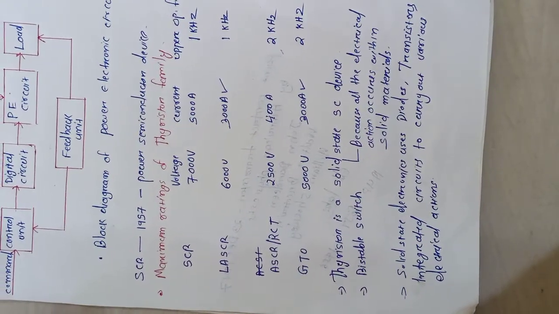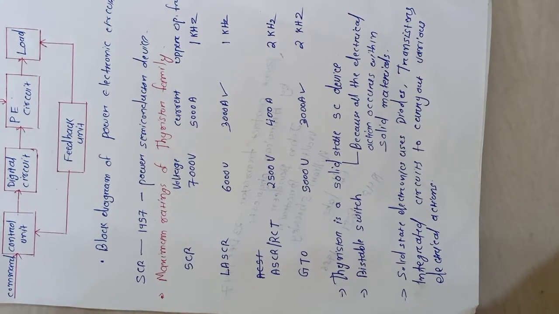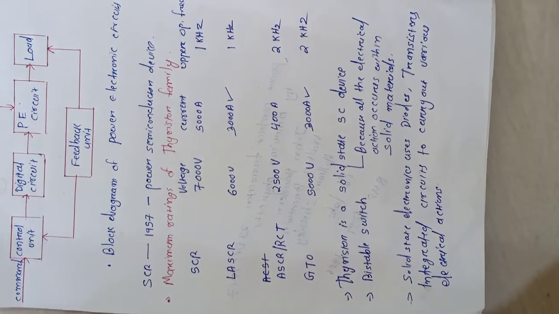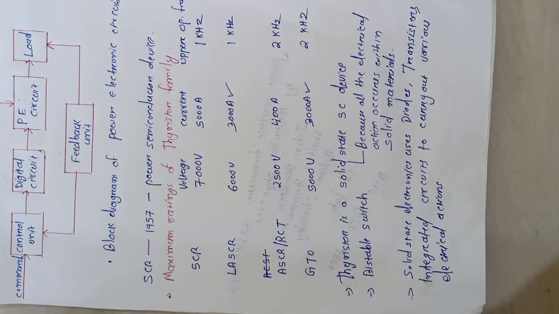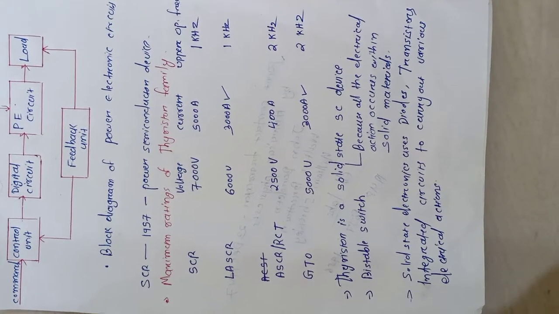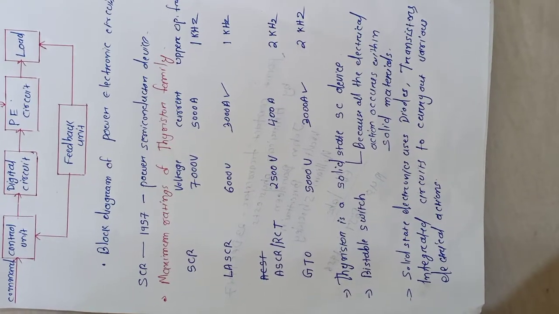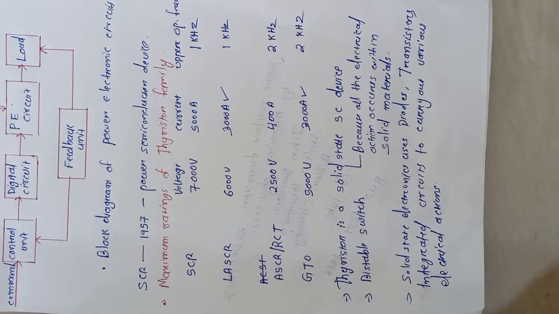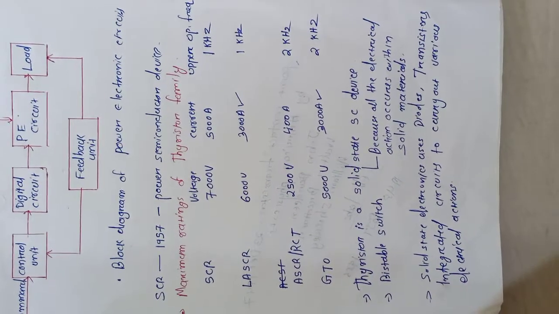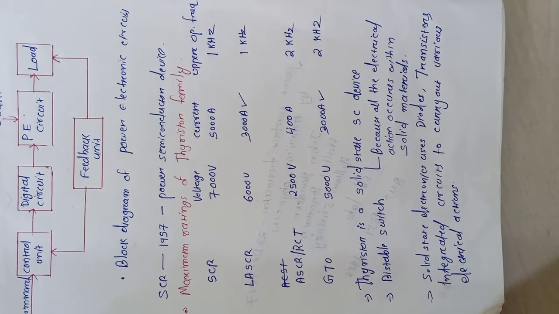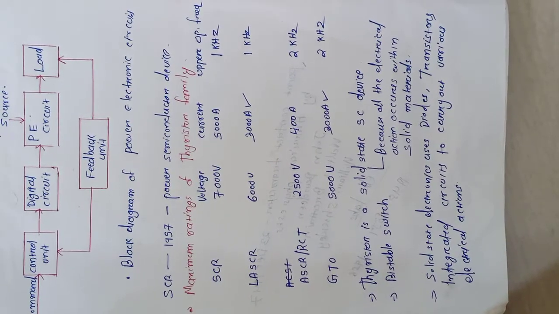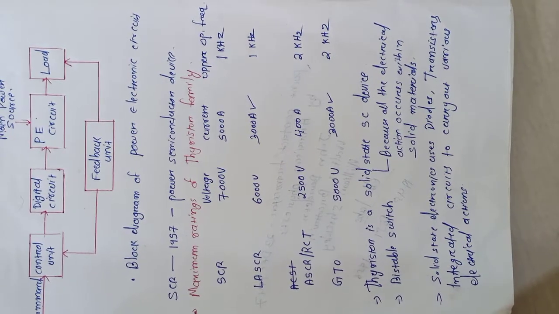So what is a thyristor? So a thyristor is a solid state semiconducting device. So thyristor क्या होता है? Thyristor एक solid state semiconducting device है, and it has 4 alternating layers. It has 4 alternating layers of p-type and n-type materials.